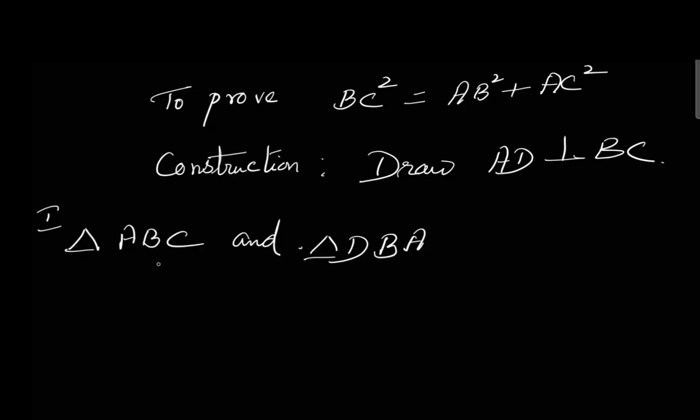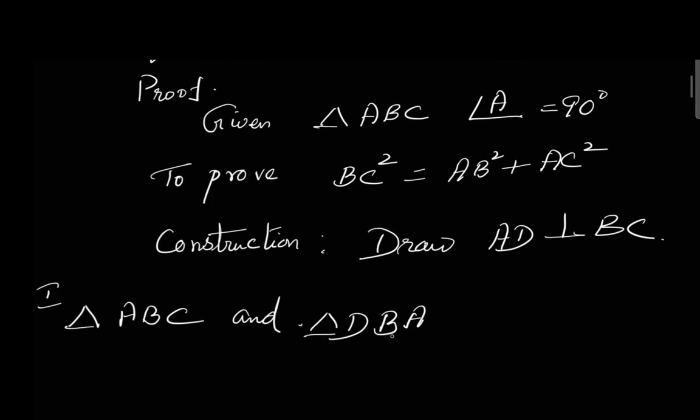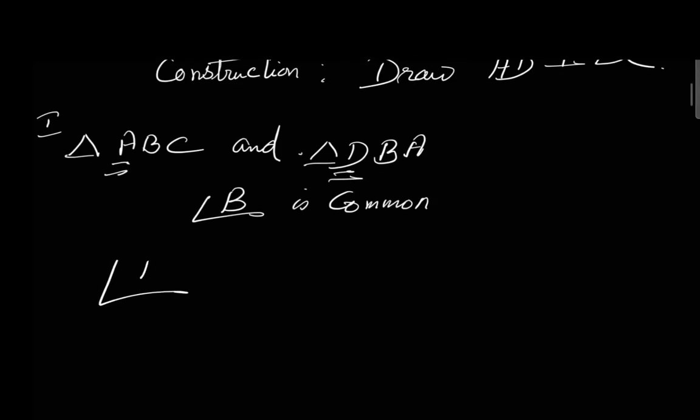In these two triangles, angle B is common. And angle A in the bigger triangle and angle D in the smaller triangle are equal to 90 degree. So write the remaining letters: B, C in one and B, A in the other.